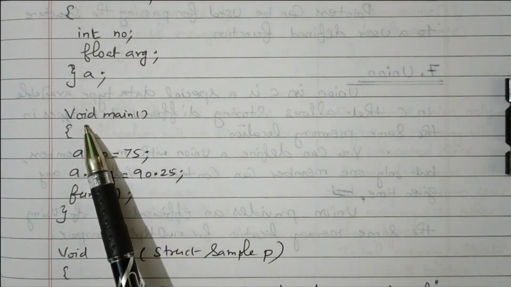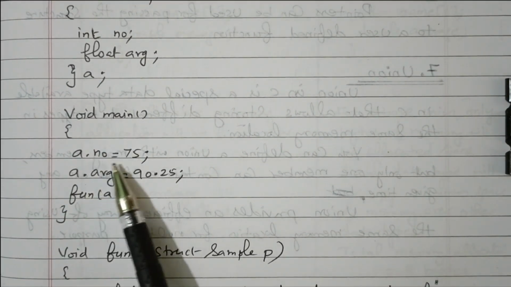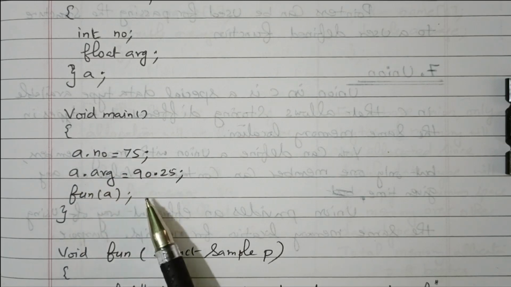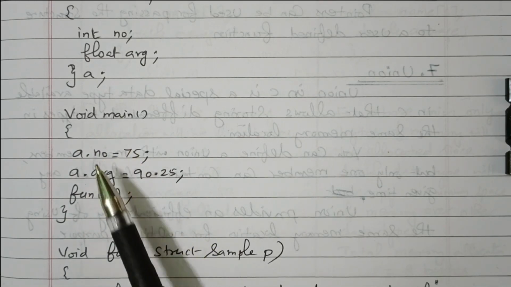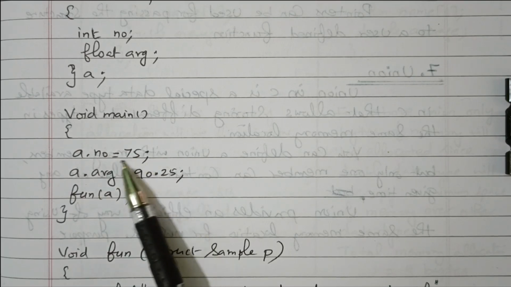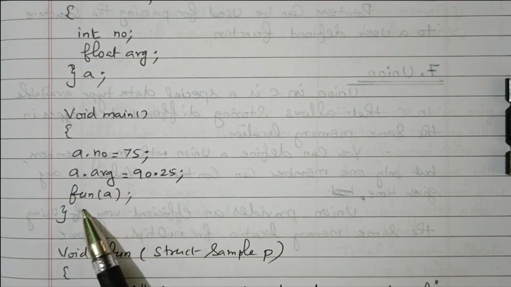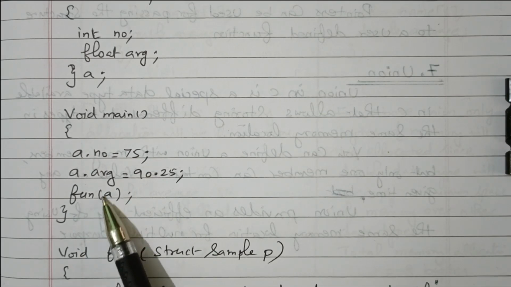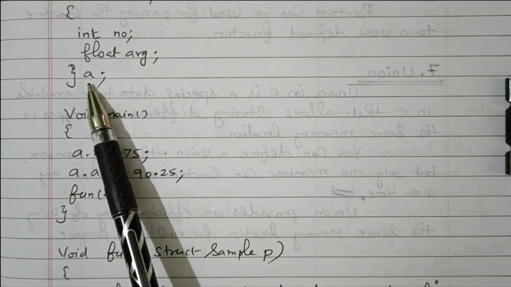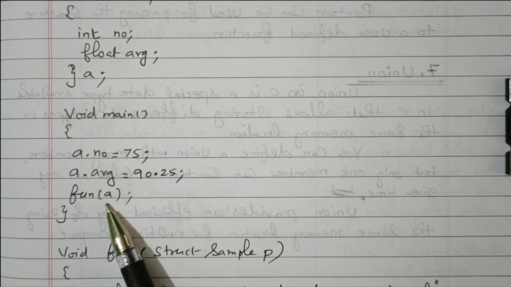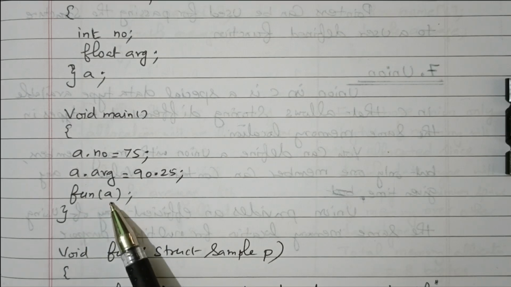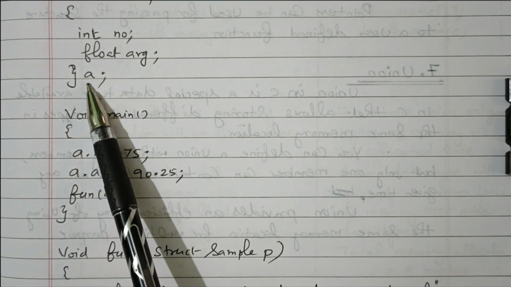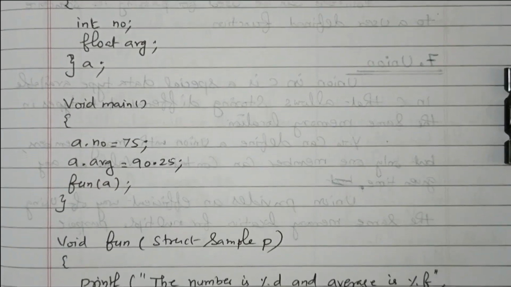So we start with the main program, void main. a.number equal to 75, a.average equal to 90.25, right? So these two variables are directly assigned. 75 is assigned to number, 90.25 is directly assigned to average. Now here we are calling one function, fun(a). What is this a? a is nothing but the structure variable. The entire structure variable we are passing to the function. Right. Now what will happen inside the program?